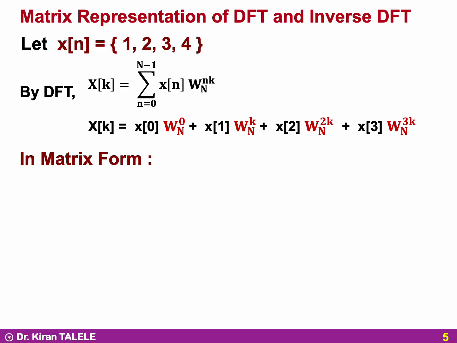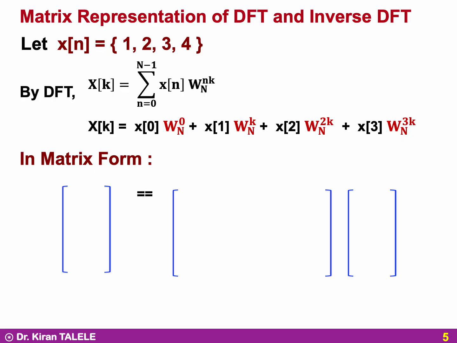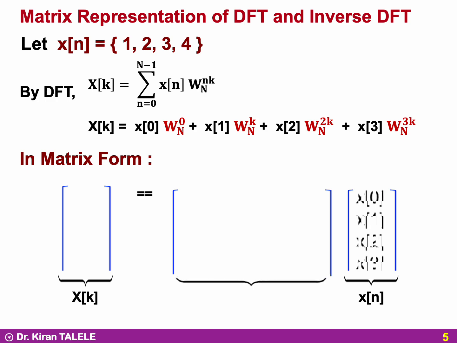So let's take one matrix for output, one matrix for input. Here the input matrix is the x of n matrix, the output matrix is the X of k matrix, and this matrix we'll call the DFT matrix. Input values are x of 0, x of 1, x of 2 and x of 3. Here we'll write only the twiddle factor, that is the W term.